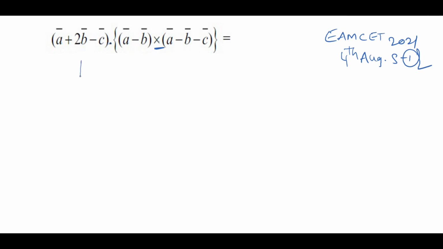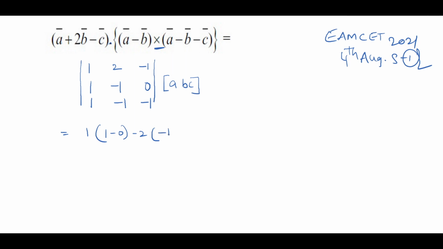Now we find the determinant of this. a bar coefficient is 1, b bar coefficient 2, c bar coefficient minus 1, and here a bar coefficient is 1, b bar coefficient minus 1, and c bar coefficient 0. Here a bar coefficient 1, b bar coefficient minus 1, c bar coefficient minus 1, into box ABC. Now find the determinant of this. This is 1 into minus 1 into minus 1, 1 minus 0, minus 2 of 1 into minus 1, minus 1 minus 0, plus 1 into minus 1 plus 1, into box ABC.